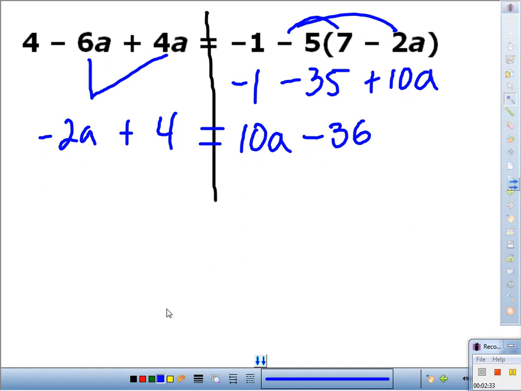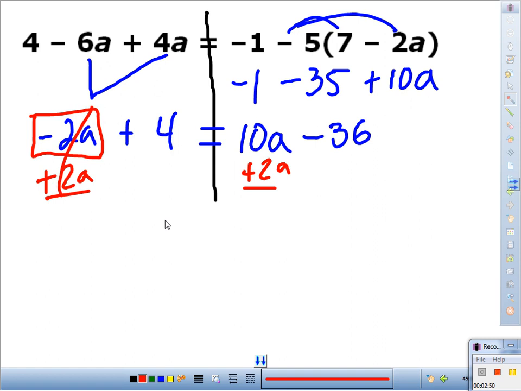All right. Can I simplify the left side anymore? No. The right side anymore? No. What's my smallest variable? Negative 2a. What is the opposite of that? Positive 2a. Whatever we do to one side, we do to the other. We're left with 4 equals 12a minus 36. Are we there so far?